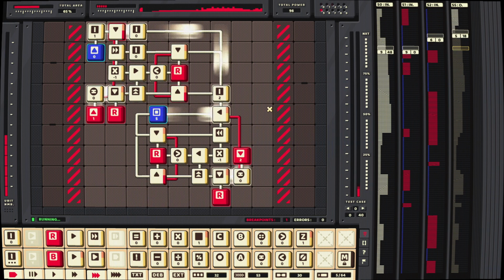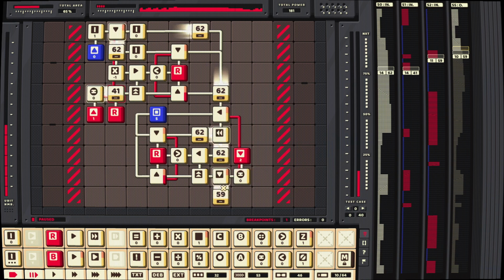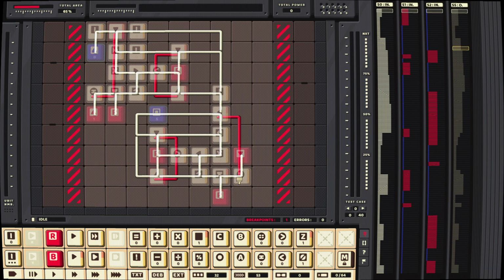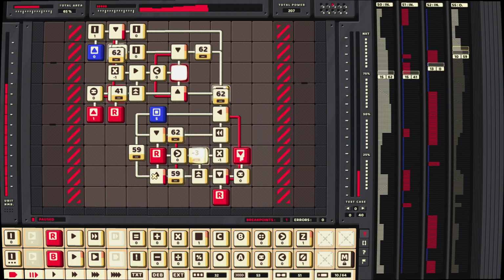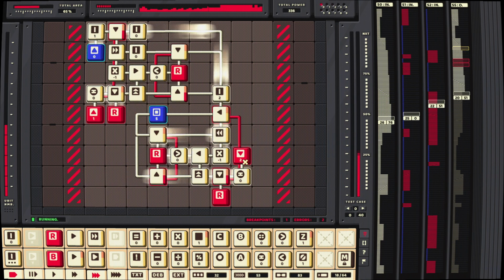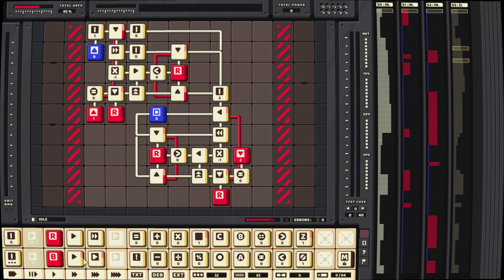Wait. 59... Why does 59 go down? Oh, because he's unconnected. Jeez, my machine is so broken. Yeah, now the 59 comes out. Okay. Is there a problem now? Yes. Why is this?